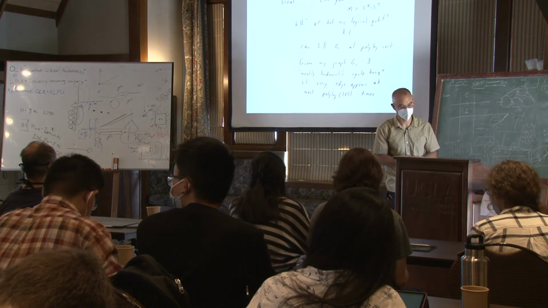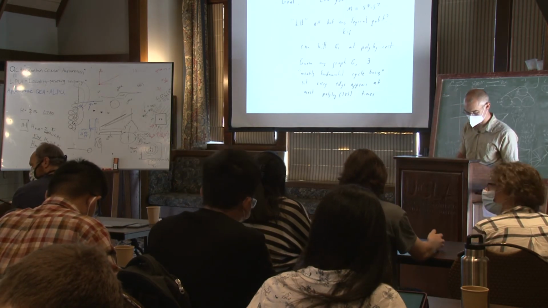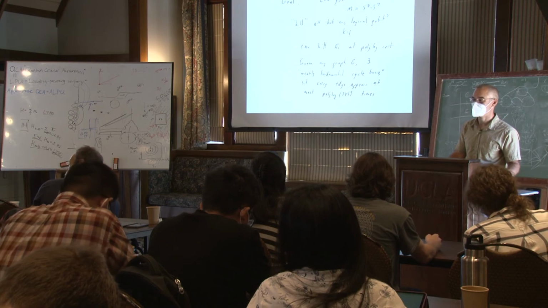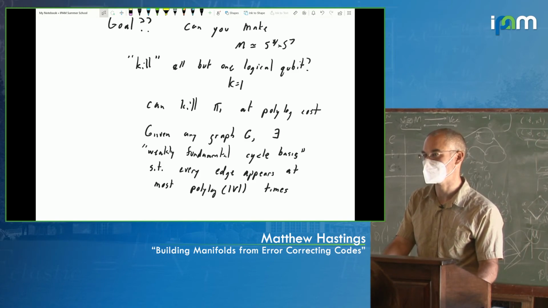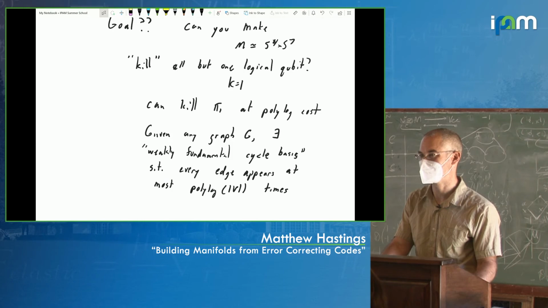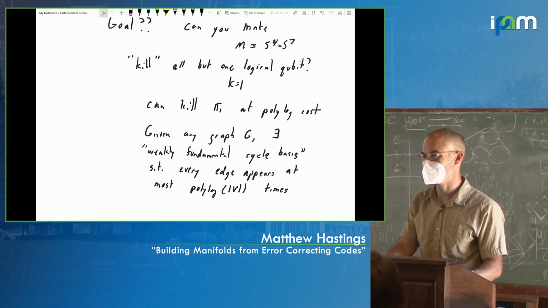So you use CSS code. Does it also work for other codes? Yeah, there are other additive quantum codes where there is some kind of chain complex interpretation, but it's not as strong. It's a good question. There may be something that can be done.